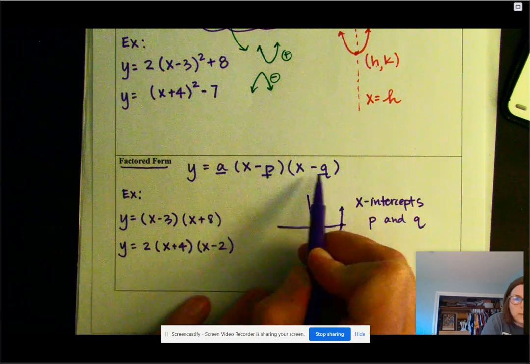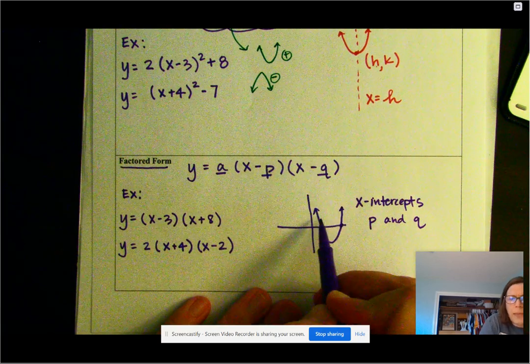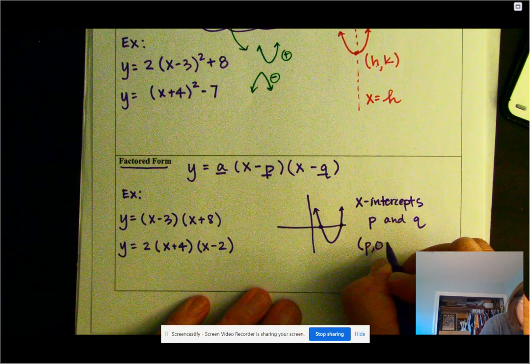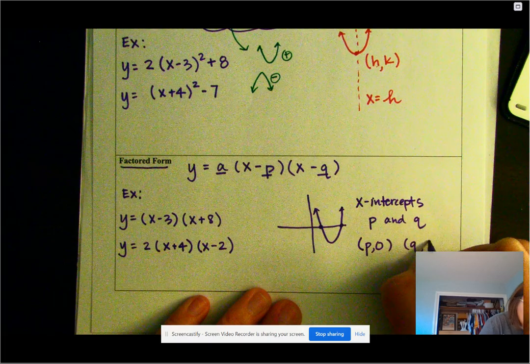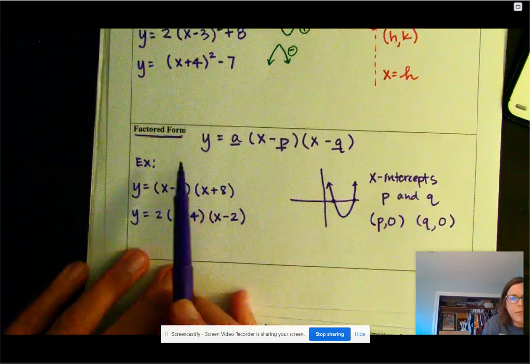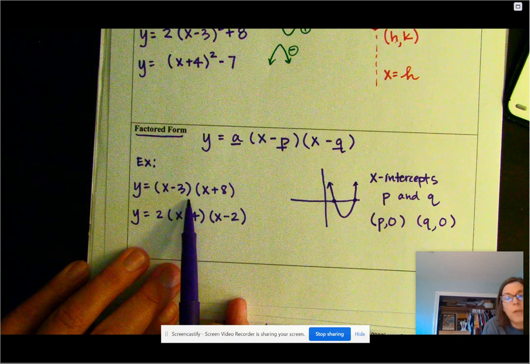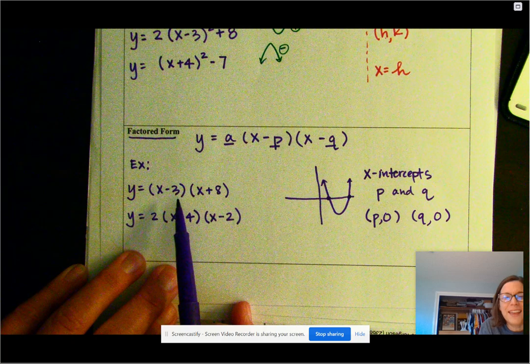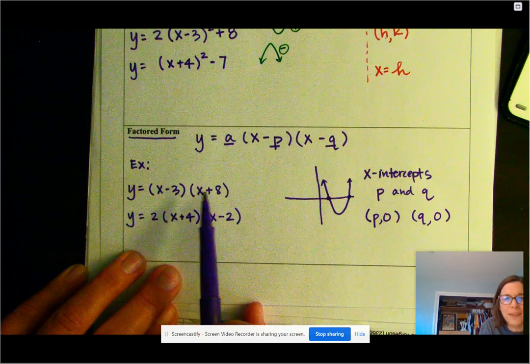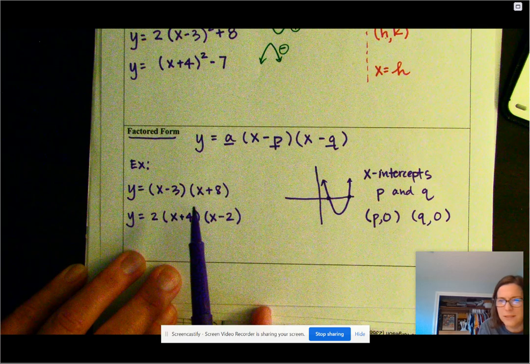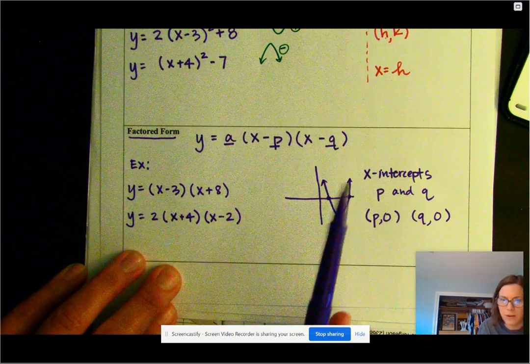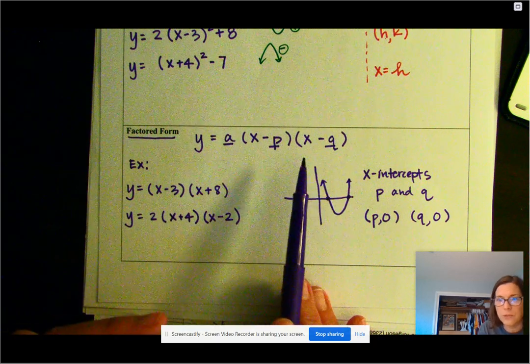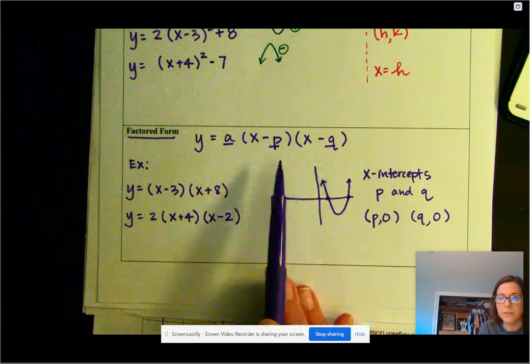So these numbers here. And if we write them as a coordinate, it would be (P, 0), (Q, 0). So in this case, and we'll go over this in more detail later, the x-intercepts here would be 3 and -8. And we'll talk about why the signs switch on some later. But what you can't see quickly is the vertex. You could find it because it's symmetrical.